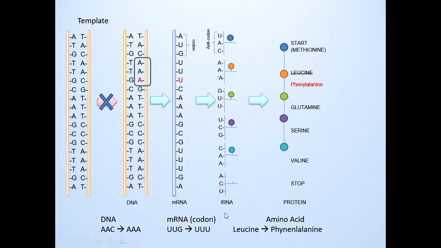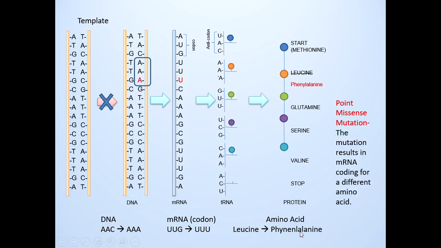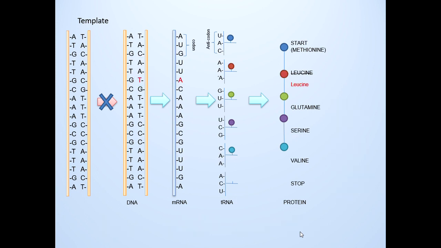And if you go back to that codon chart, you'll notice that UUG was supposed to code for leucine, and due to the mutation, we have UUU, which now codes for phenylalanine. So in this case, it is a missense mutation because the mutation results in the messenger RNA coding for a different amino acid. And depending on that amino acid will depend on the impact it has on the protein. So let's look at the second one.